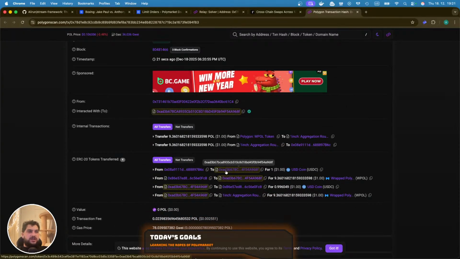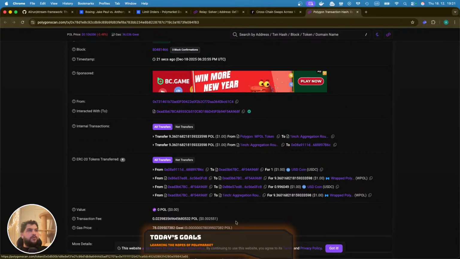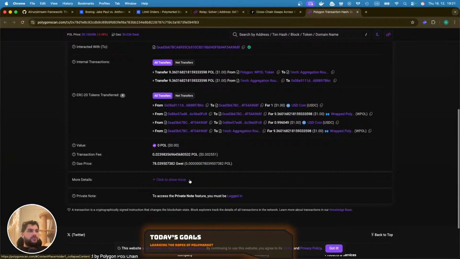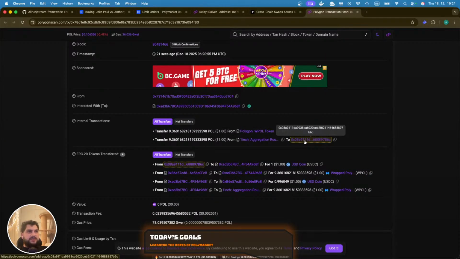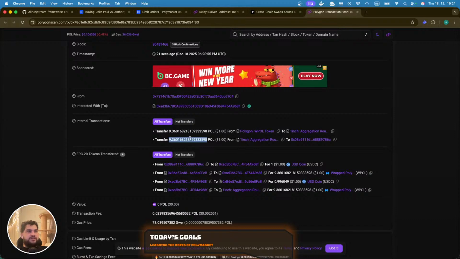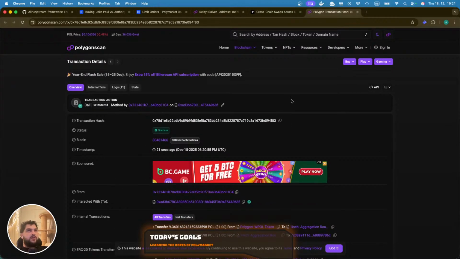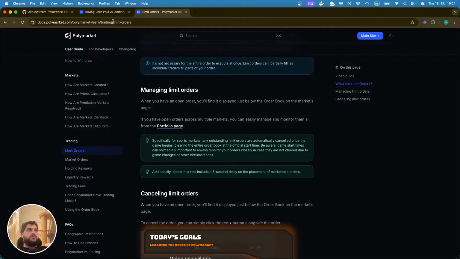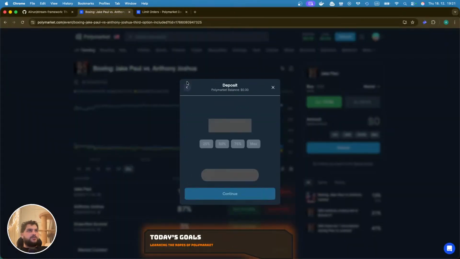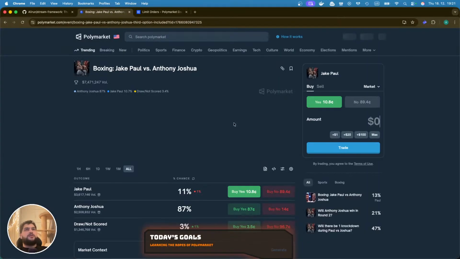It was exchanged somehow by someone, and at the same address we received 0.36 Polygon tokens. So now our account holds the Polygon token as well, and we can pay for gas. Go back to deposit here.